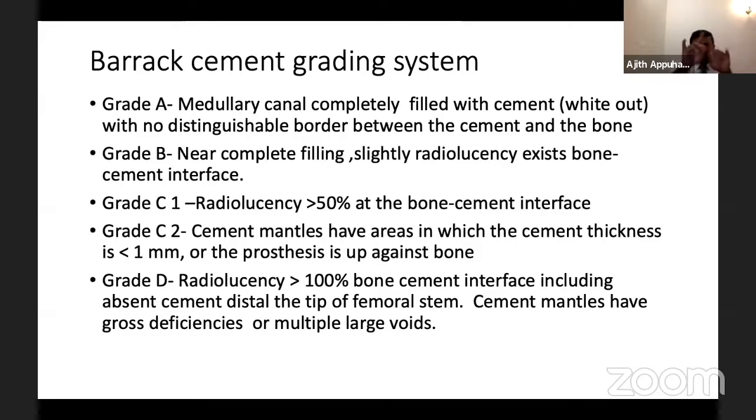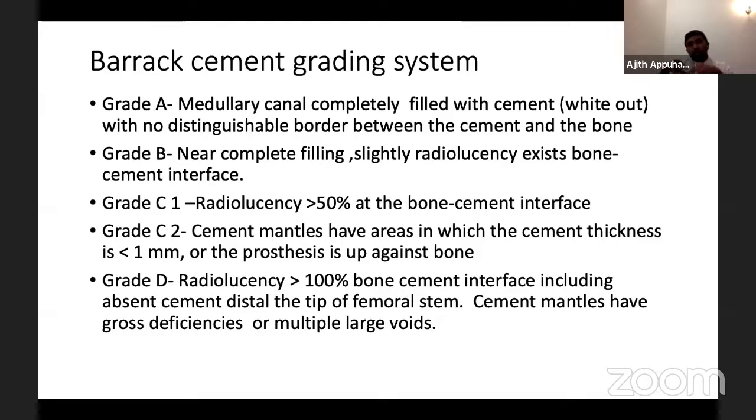If you find this complete white-out around and there's a slight radiolucency, we'll look for symptoms, history and examination findings. If it is not compatible with the findings, we'll consider it something like an artifact. So we'll not go into much detail. But C and D, there's a high chance of loosening if they show C and D features. C is again divided into 1 and 2. If the interface radiolucency is more than 50 percent, it is C1. If the cement mantle thickness is less than 1 millimeter, it is C2.